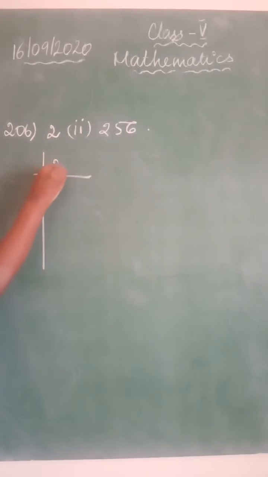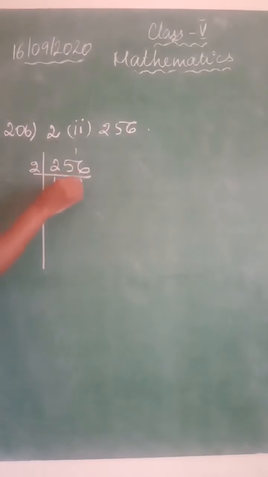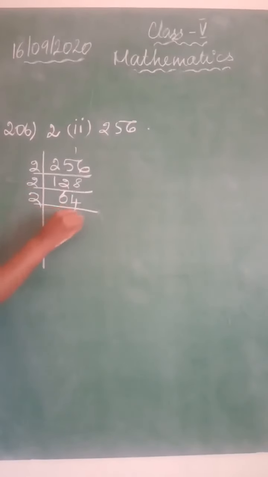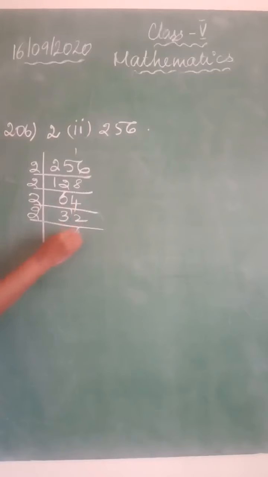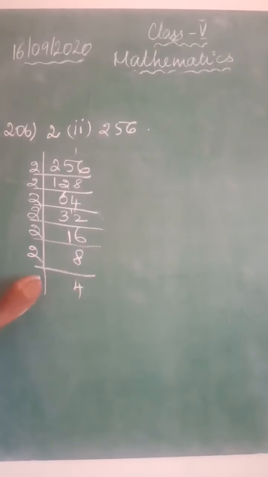Prime factorize 256, start with the 2 table. 2 ones are 2, 2 twos are 4, 2 8s are 16. Next 2 6s are 12, 2 4s are 8. Then 2 3s are 6, 2 2s are 4. Then 2 ones are 2. So 16. Then 2 8s are 16, 2 4s are 8, 2 2s are 4, 2 1s are 2.